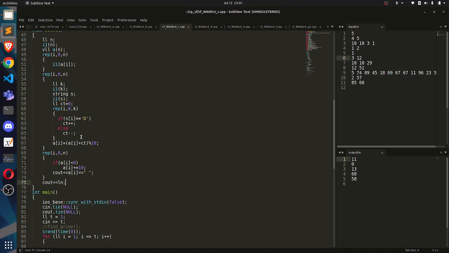Since we have to reverse the change, as you can see, I am modifying a_i to a_i plus ct modulo 10, and there is an additional condition, a_i plus equal to 10. I am putting this because the negative value might make a_i negative, so we are adding it to avoid that situation. And this is the code for my problem. You can have a look at it once.